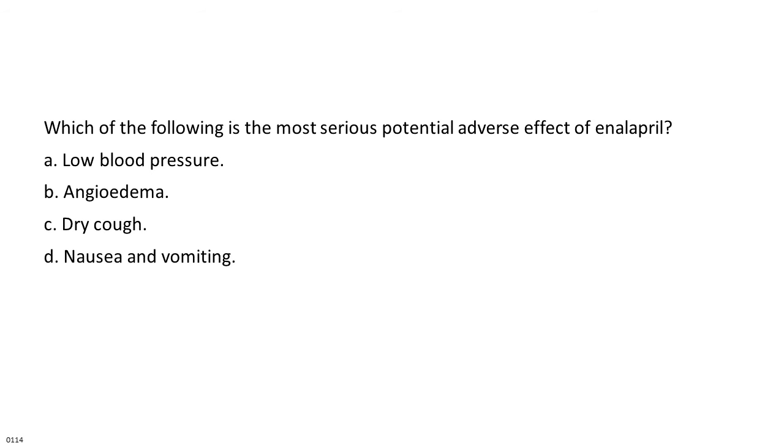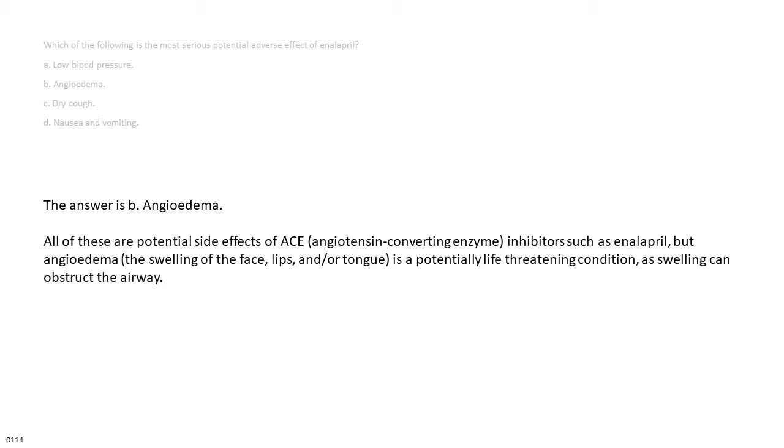Which of the following is the most serious potential adverse effect of enalapril? A. Low blood pressure. B. Angioedema. C. Dry cough. D. Nausea and vomiting. The answer is B. Angioedema. All of these are potential side effects of ACE, angiotensin-converting enzyme, inhibitors such as enalapril, but angioedema, the swelling of the face, lips, and/or tongue, is a potentially life-threatening condition, as swelling can obstruct the airway.